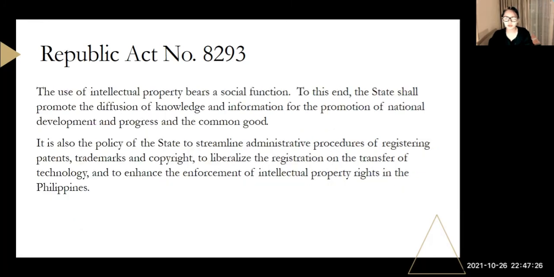The use of intellectual property bears a social function. To this end, the state shall promote the diffusion of knowledge and information for the promotion of national development and progress and the common good. It is also the policy of the state to streamline administrative procedures of registering patents, trademarks, and copyright, to liberalize the registration on the transfer of technology, and to enhance the enforcement of intellectual property rights in the Philippines.